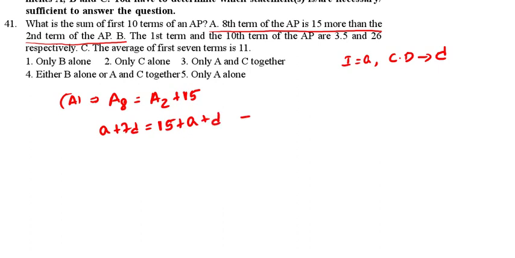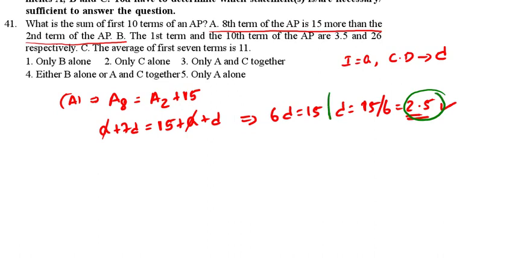By using this equation, what are we going to get? A will get cancelled. 6D is equal to 15, or D is equal to 15 by 6, that is equal to 2.5. So D we are going to get as 2.5. That we are getting by A.